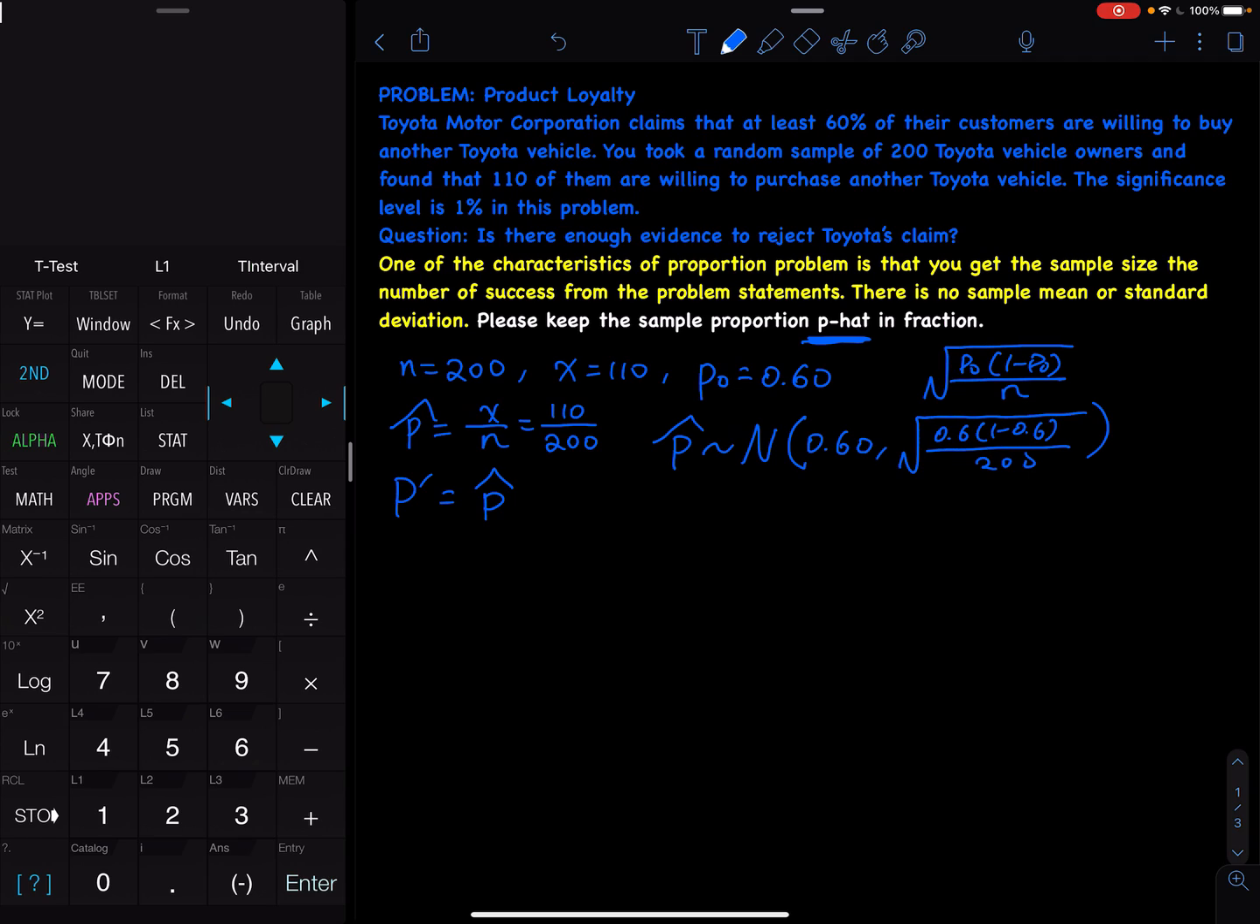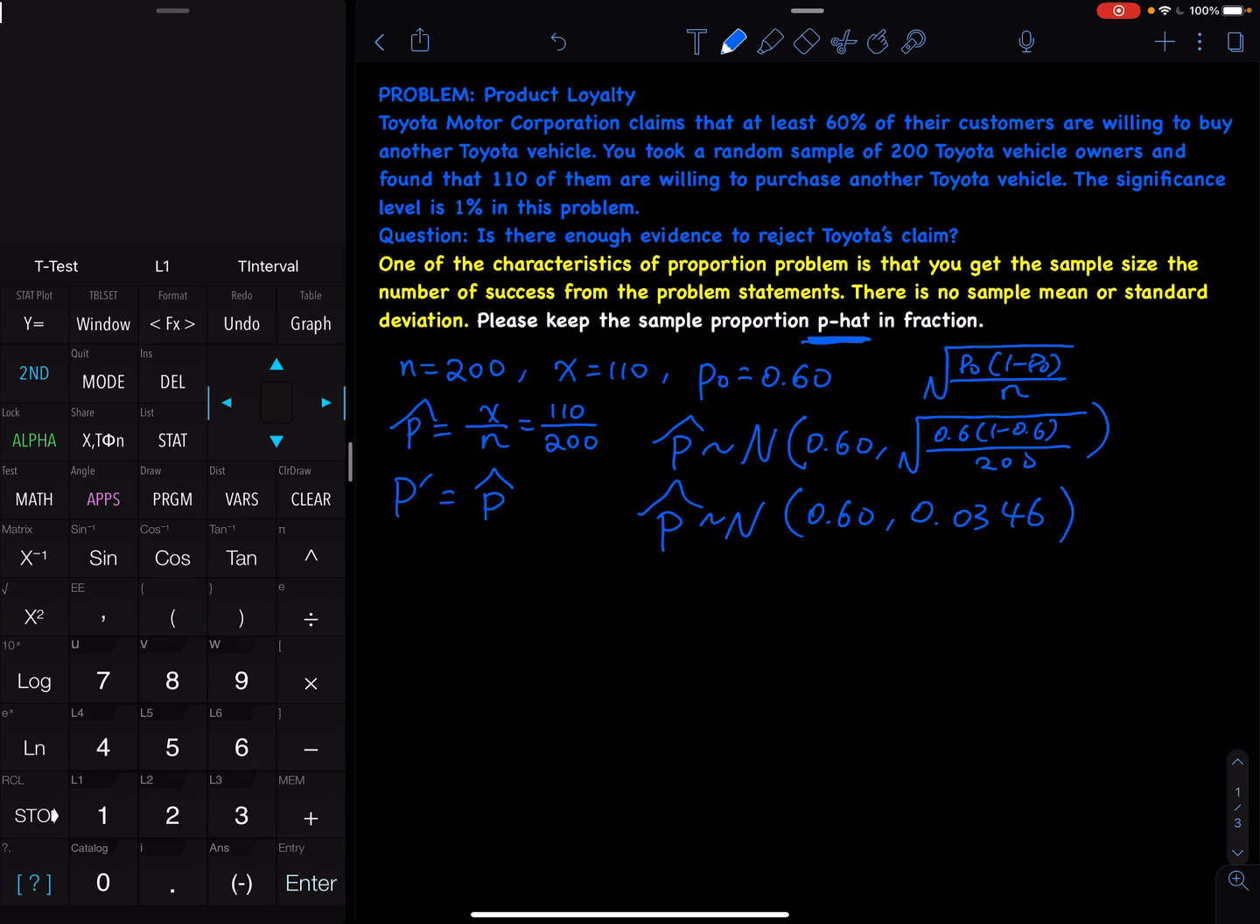So when you fill out the blank, you have to say the sample proportion, sometimes they use p prime, follows a normal distribution. The population proportion is 60%, and if you do the math right, the standard error is equal to 0.0346. They usually ask you to keep 4 decimal places, 4 numbers on the right hand side of the decimal point, 0.0346. And now you can set up your H naught and HA.